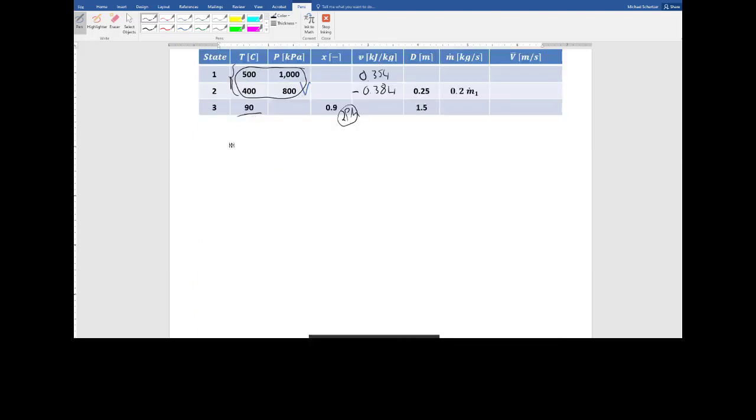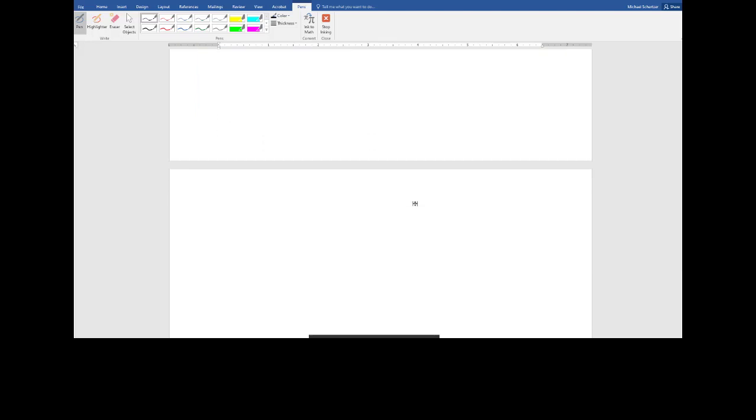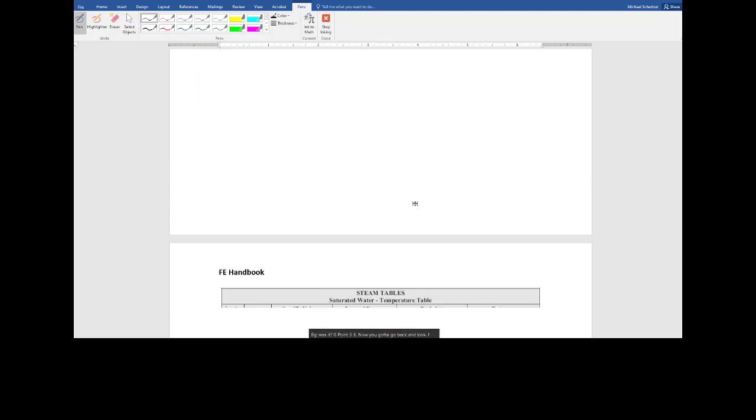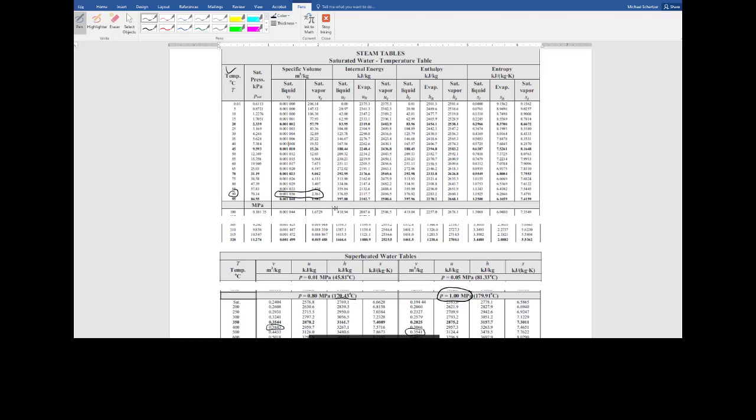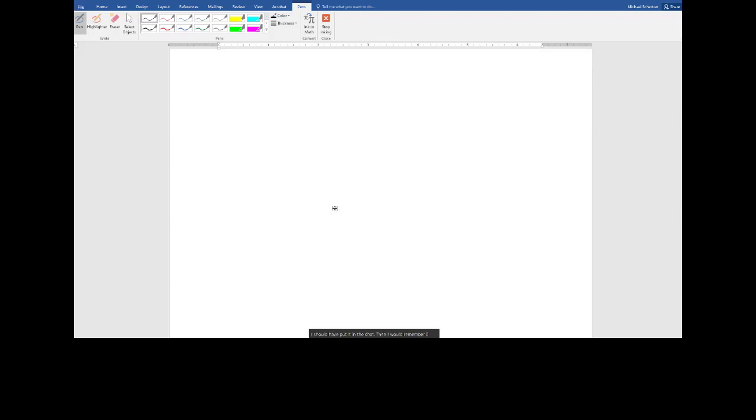So here I know for state 3, Vf at 90 degrees is about 1 over 1,000 meters cubed per kilogram. Vg, was it 0.36? Now I gotta go back and look. I should have put it in the chat, then I would remember. 0.236 or 2.36.